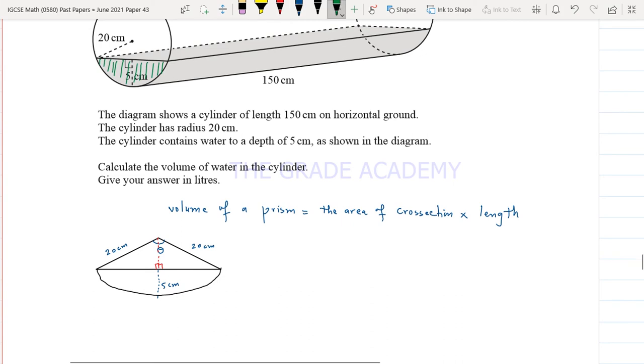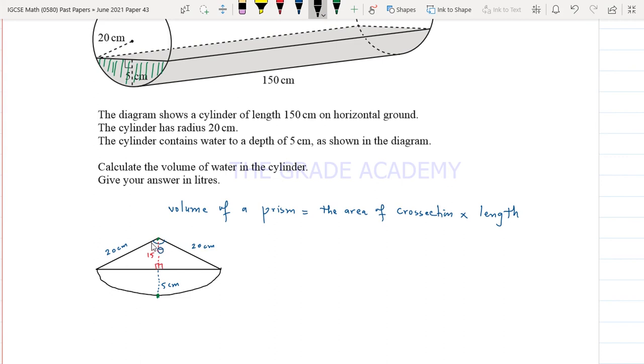And the total length from top to bottom, from here to here, is equal to 20 centimeter, because this is also a radius of this sector. So this length is 5 and the total is 20. So this red length over here will be 15 centimeter.